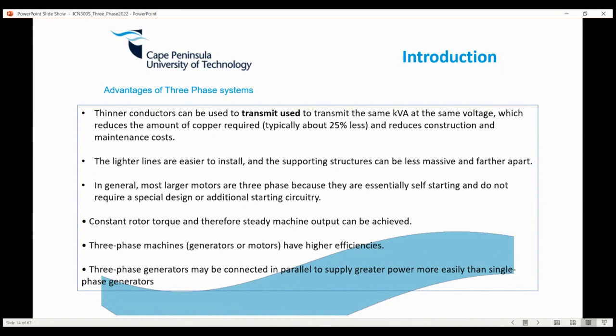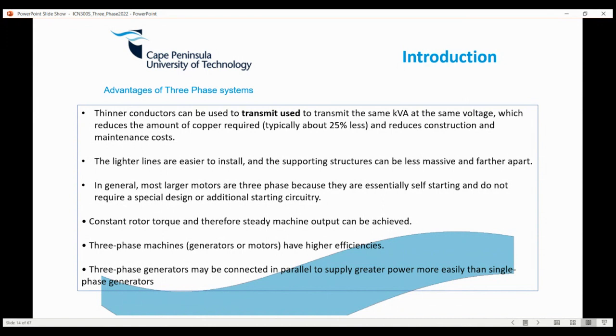This also reduces the construction and maintenance costs, which is important if you had to use single phase or DC. The lighter lines are easier to install, and the supporting starters can be less massive and further apart. In general, most large motors are three-phase because they are essentially self-starting and do not require special design or starting circuitry. While most, obviously, you guys go on star and delta starters, depending on how big the motor is. It's got a constant rotor torque, therefore steady machine output, which is important. We need a continuous torque for continuous mechanical power to propel.